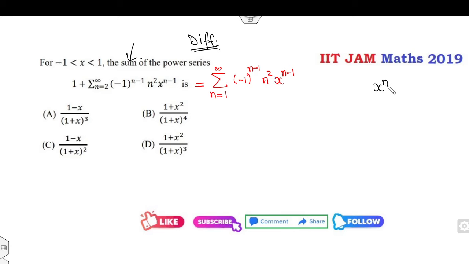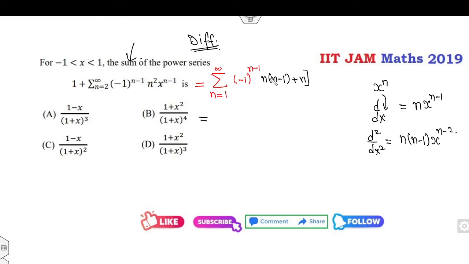If I consider the term x raised to power n, and if you find the differentiation of this, it will be n x of n minus 1. Is it fine? But because we need an n square, when will it be the n square? If you find the second derivative, then it will be n into n minus 1 x of n minus 2. Is it okay? Now what I can do is replace this n square with n into n minus 1. So that means I have to add 1 n also.